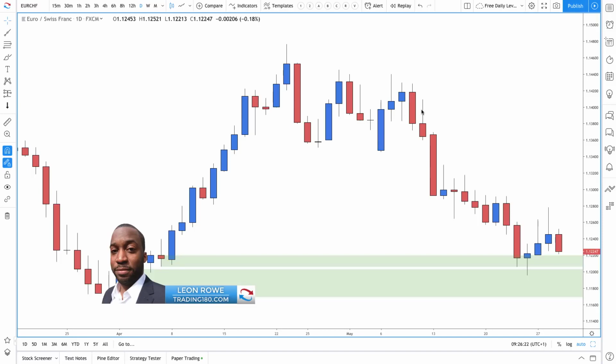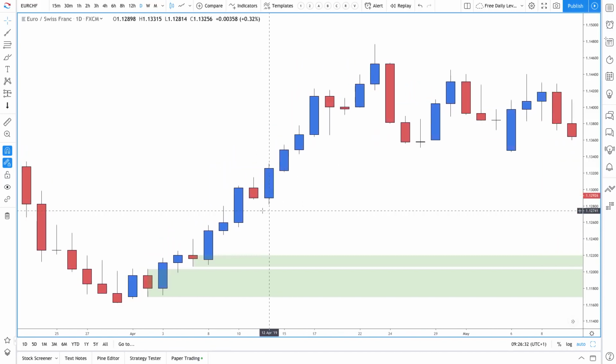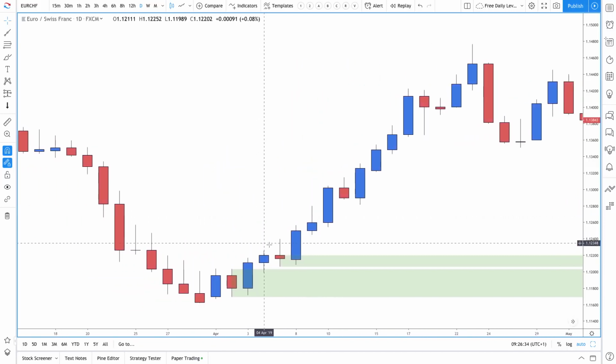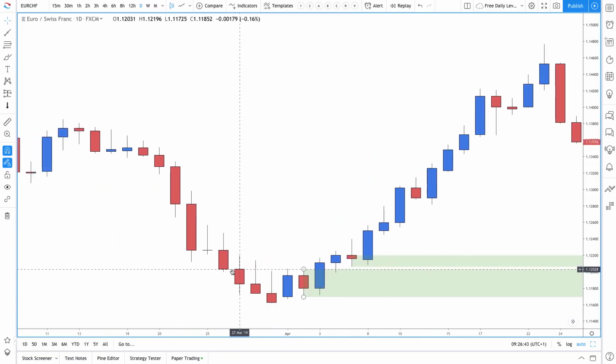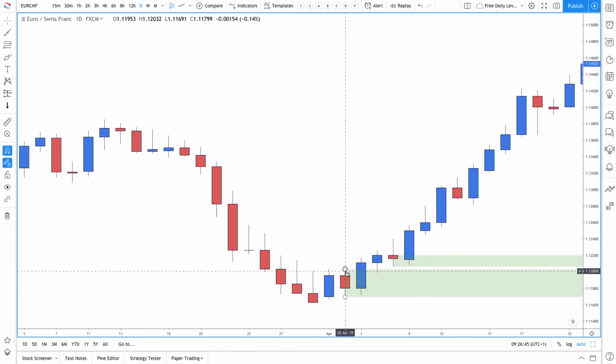And in this video, I'm going to be talking about why we draw demand zones and supply zones, but focusing on demand zones in the way that we do. And what I mean by that is there are some traders out there, the majority of traders, that will draw demand zones from the wick high, from this wick high to this wick low.